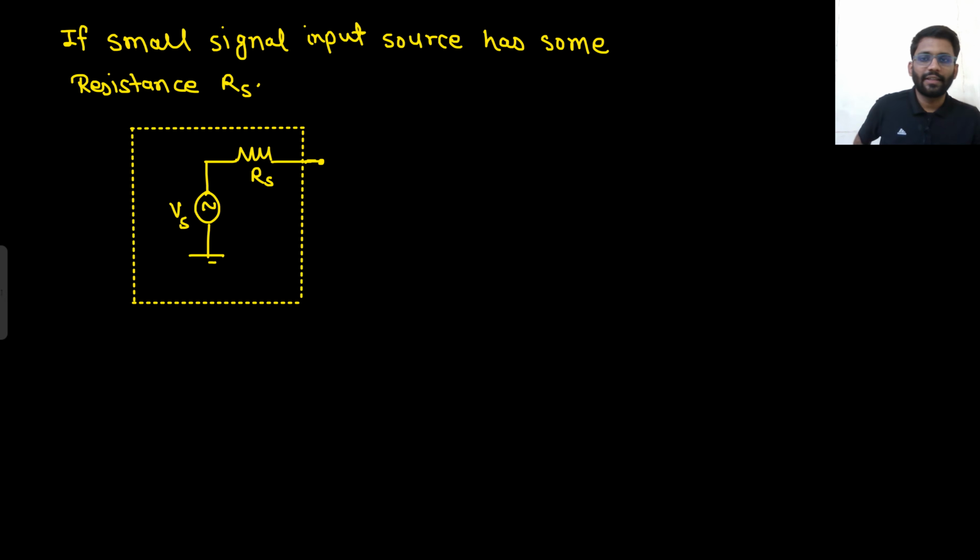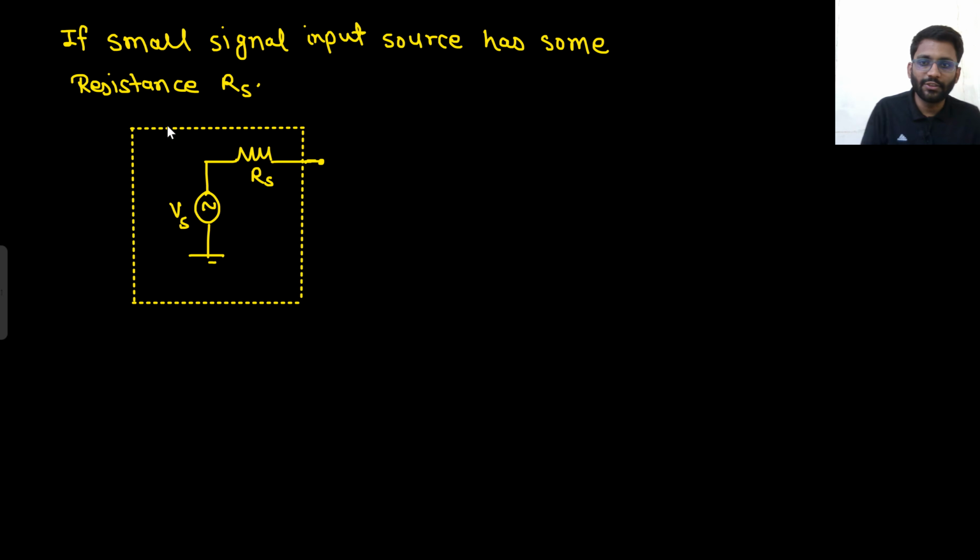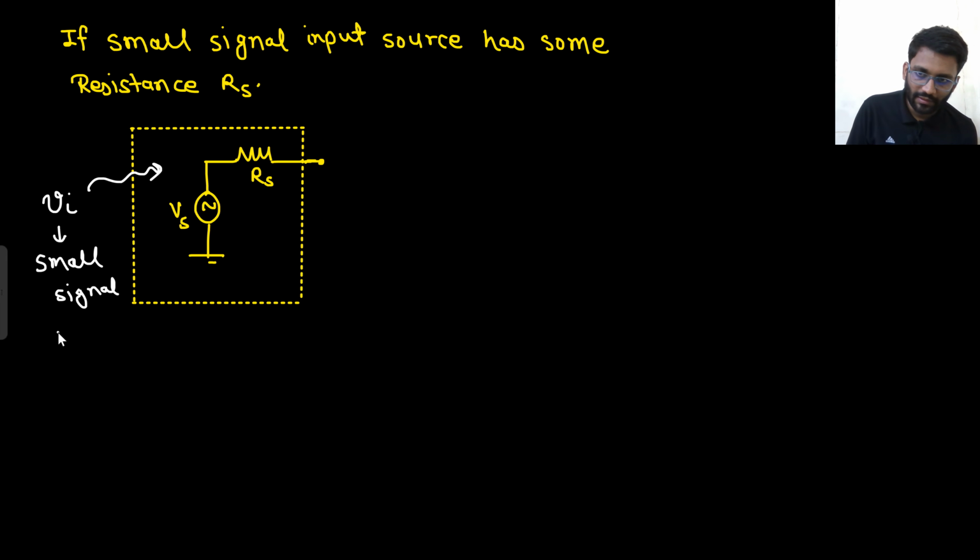Yeah, there is one more condition, that is, if your small signal input source has some resistance Rs. Here this was your small signal input, so it did not have any resistance. Now what we are saying is, this complete thing is your Vin, this is your small signal input voltage. Basically what is the scene now? The scene is something like this.